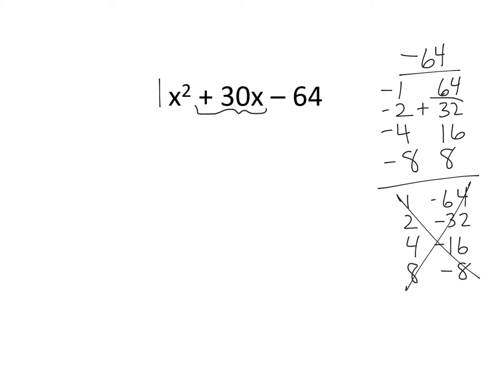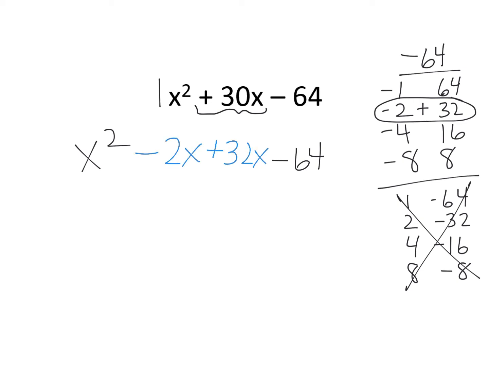Bam, right here. Negative 2 plus a positive 32. So I'm going to do x squared, I'm going to do negative 64, and then I'm going to do a negative 2x and a positive 32x. I'm going to split this.